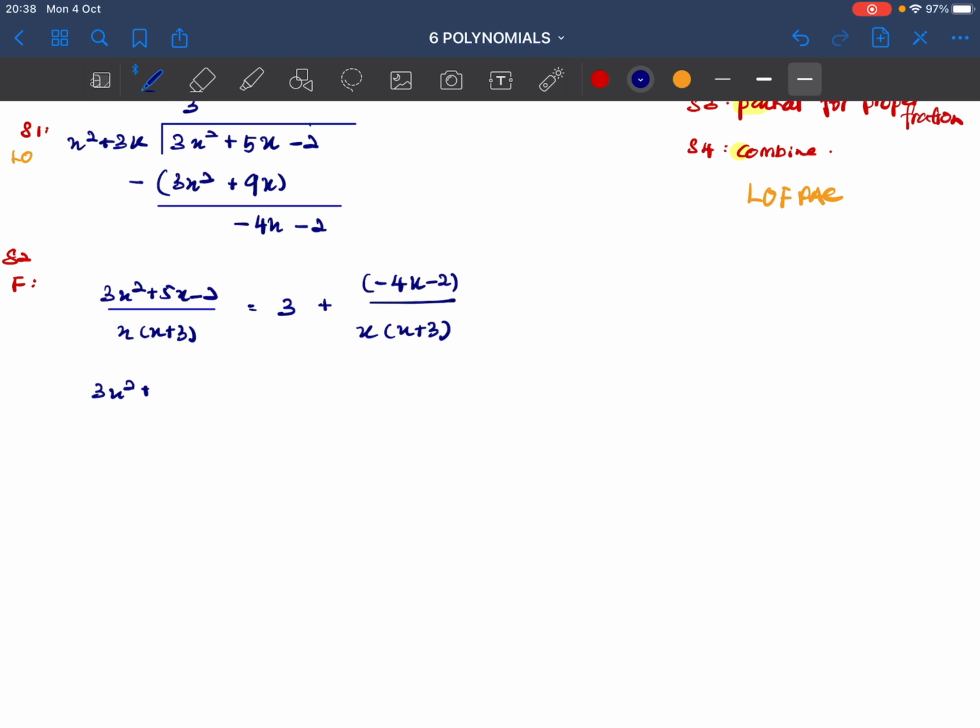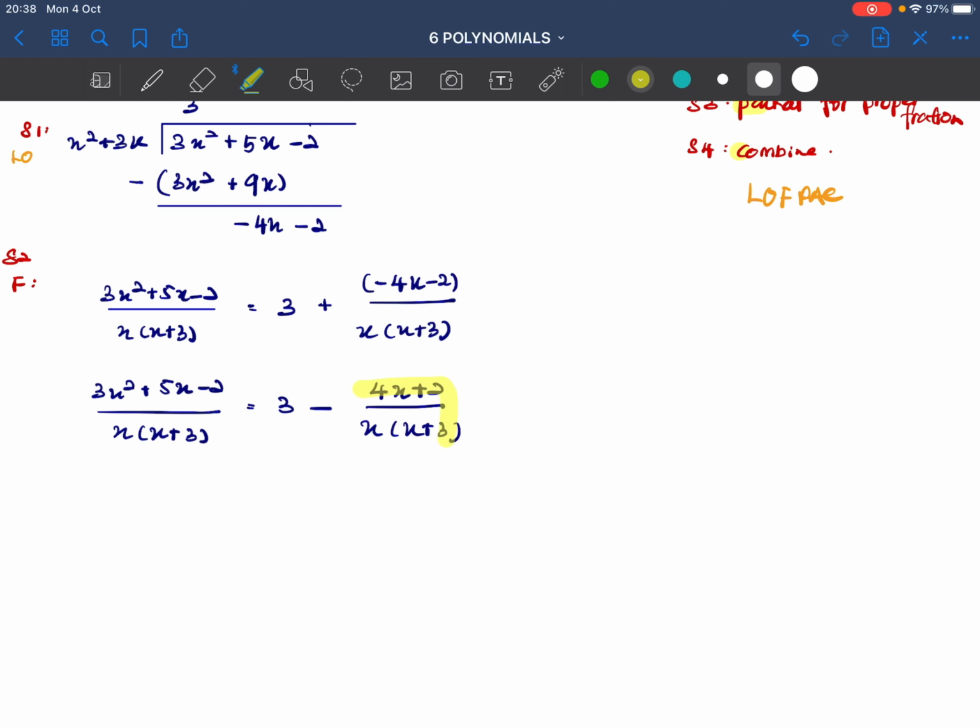We have 3x squared plus 5x minus 2 over x times x plus 3 equals to 3. Factorize negative. You are going to have 4x plus 2 over x plus 3. Okay, so that is the second step. The exact same thing apa yang kita buat in chapter 6.1 in subtopic 6.1. Okay, now here is the new thing.